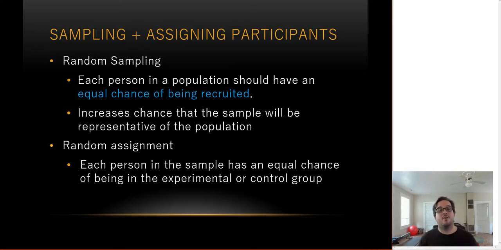All right, a few other things I want to go over in this particular section. One is the difference between sampling, random sampling, and random assignment. These are two things that you need to do in any experiment, really in any study, but especially in experiments. Random sampling is when each person within a population has an equal chance of being recruited into the study.